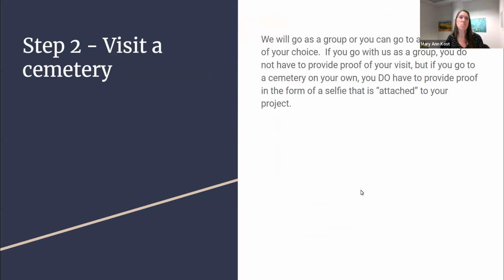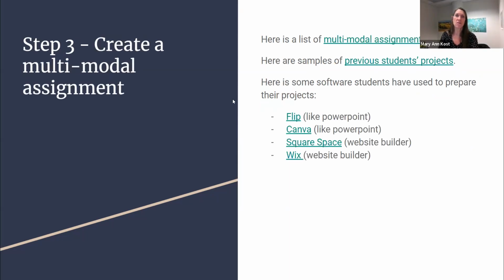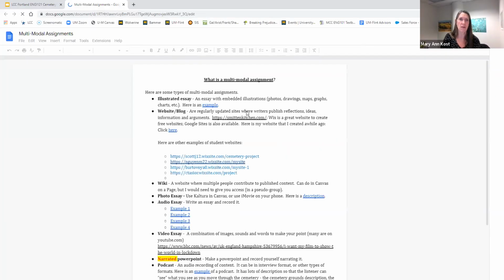Seriously. So we'll go as a group. If you can't make it, you're going to go by yourself and give me a selfie. Prove to me that you went. And then here's a list of multimodal assignments. And then some students have given me some resources that they have used in the past, and I'm just sharing them with you because why not? I mean, make this as easy as possible on you guys.